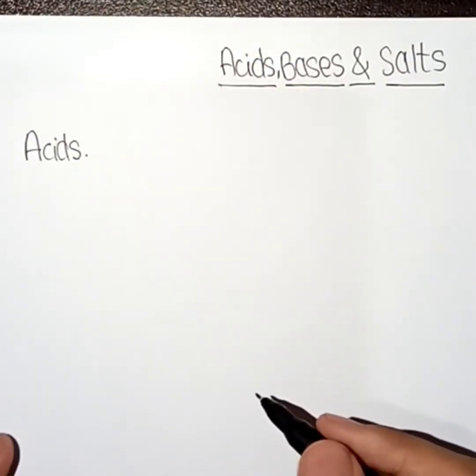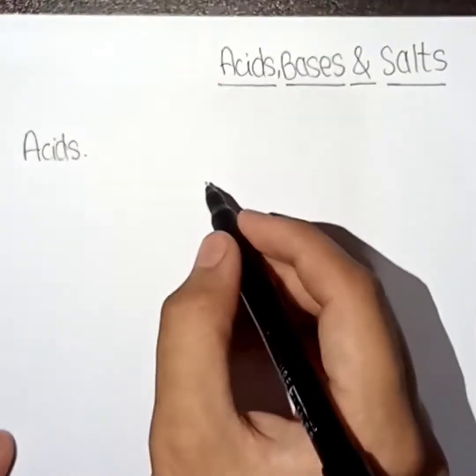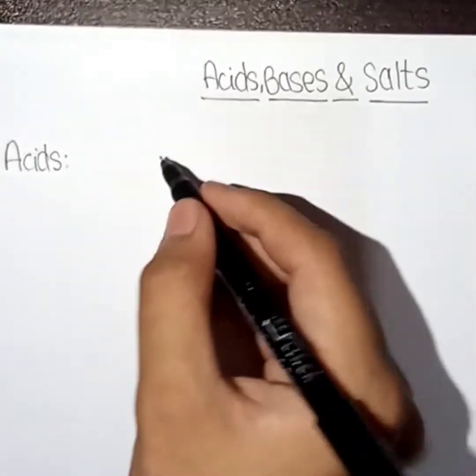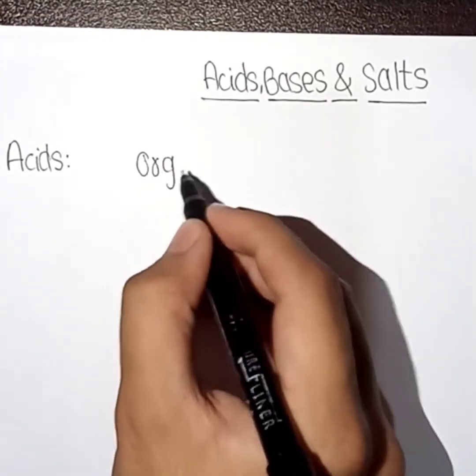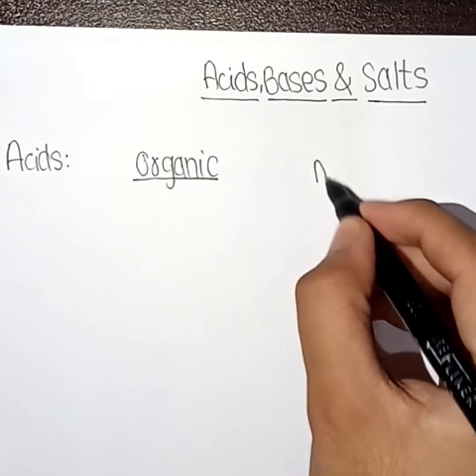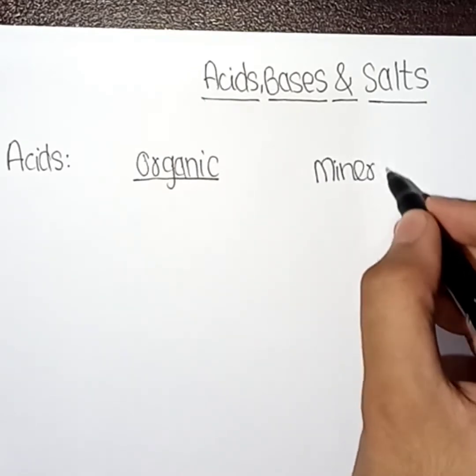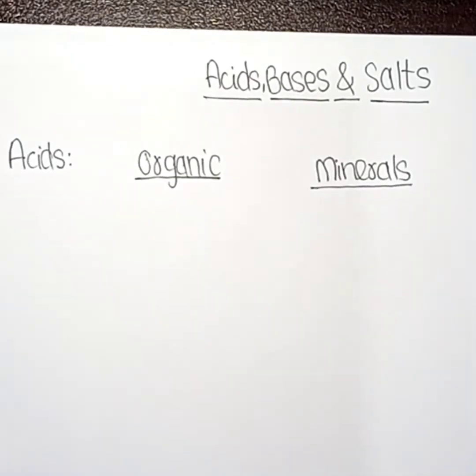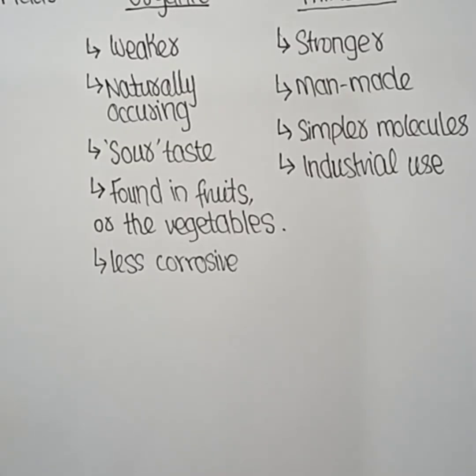What is acid? There are two types of acids known as organic and mineral. According to the definition, mineral acids are generally much stronger. Most do not occur naturally but are man-made for laboratory and industrial uses. They usually have simpler molecules than organic acids, and their chemical formulas are shown in table 2. The chemical formulas of minerals we can write down.